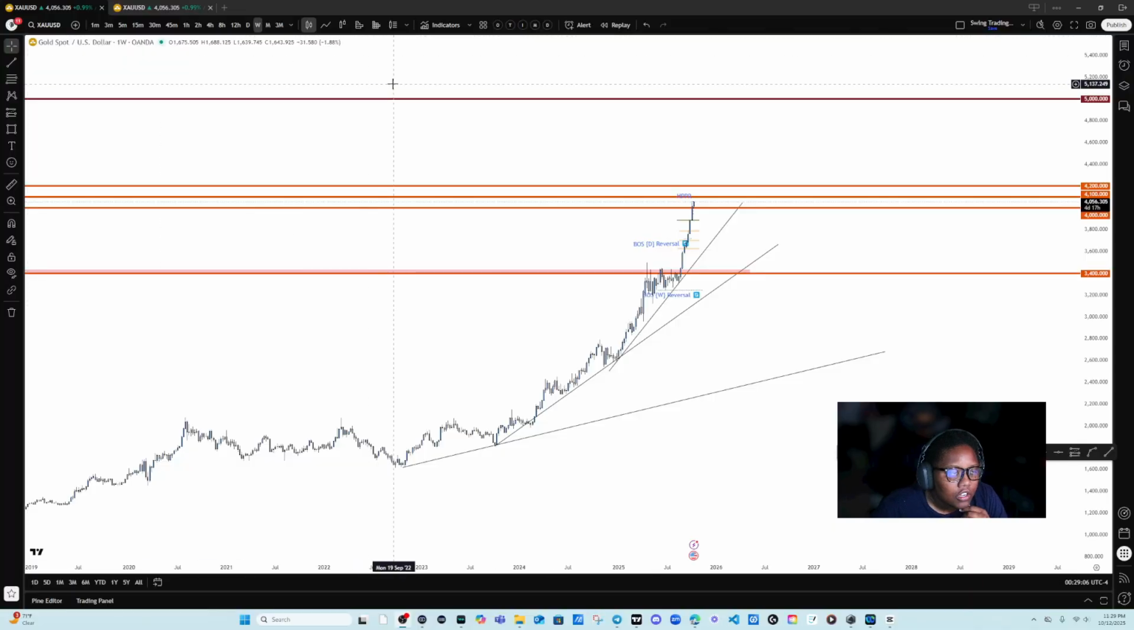All right, y'all. So, looking at gold this week, I'm going to keep it super funky and simple for you guys. I'm going to break down both from a technical and economic standpoint what I'm looking at, especially because we have a heavy week full of data this week.